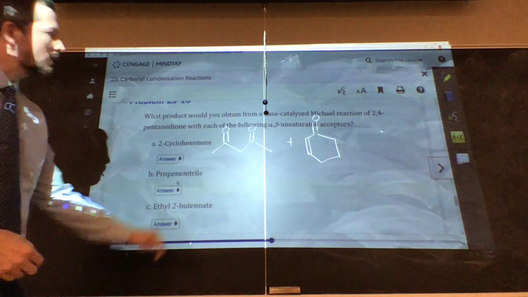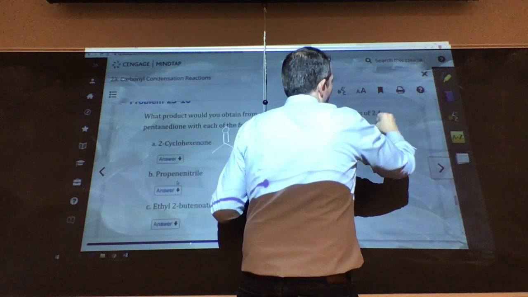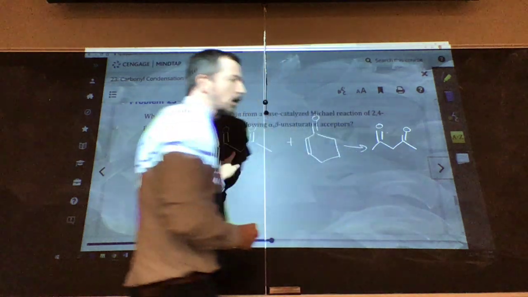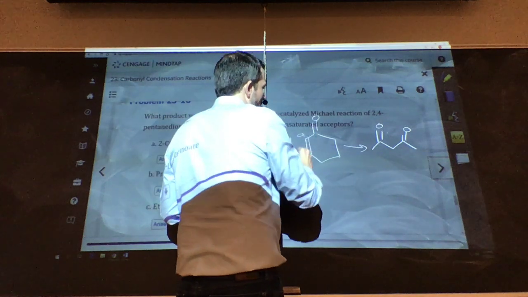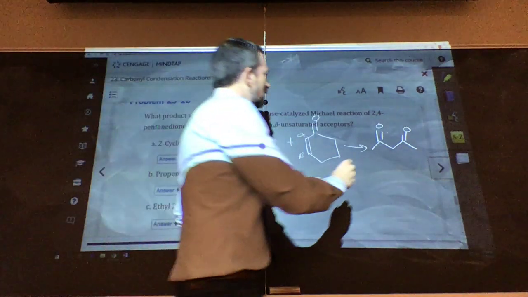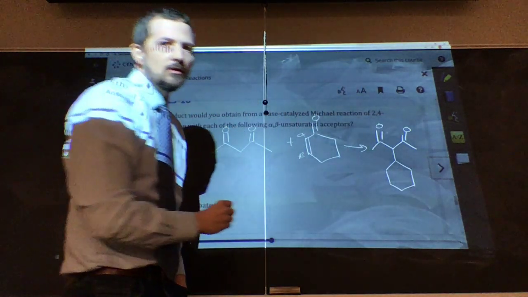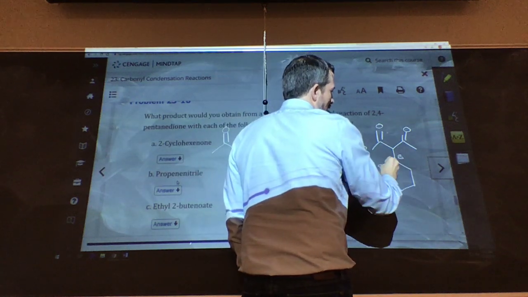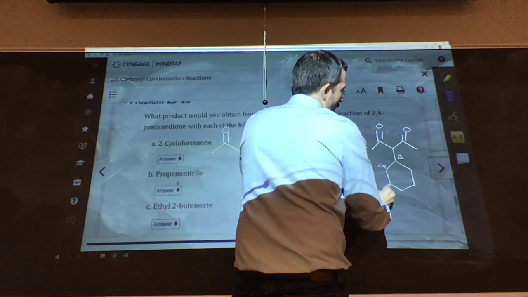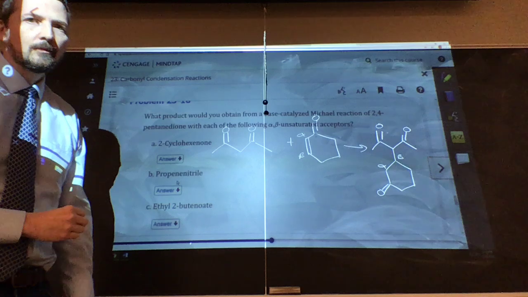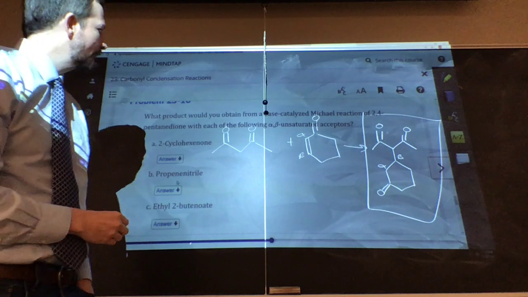And so the product of this reaction, I'll draw out my 2,4-pentanedione. Here's my alpha position. Here's my beta position. So I'm going to attach to the beta position. If it's attaching to the beta position, that must be my alpha position. And then the position next to the alpha would be my carbonyl. So there would be the product of that reaction.